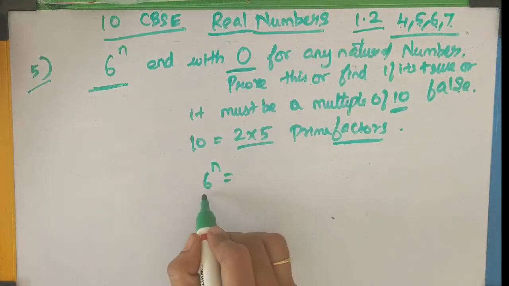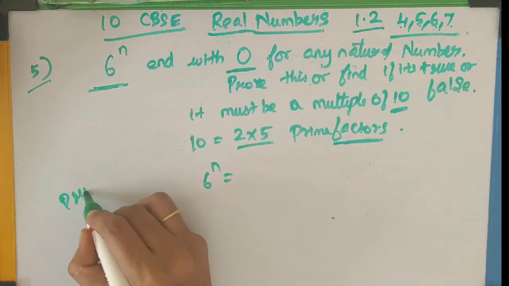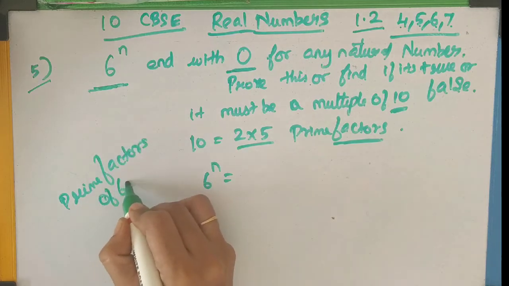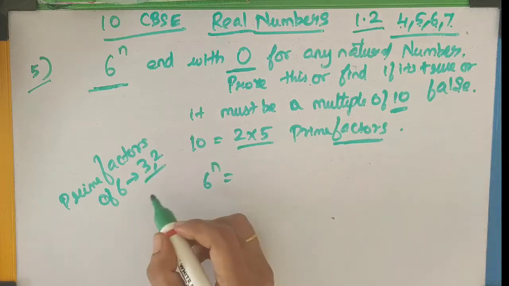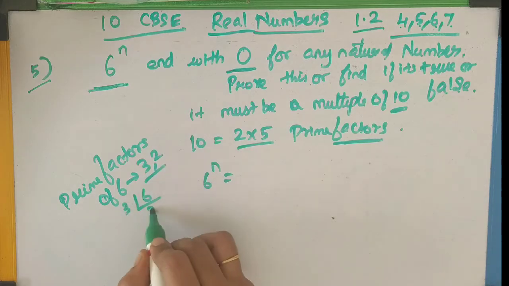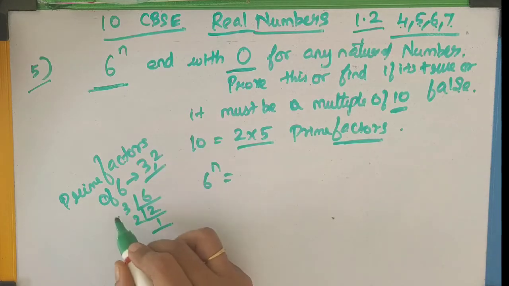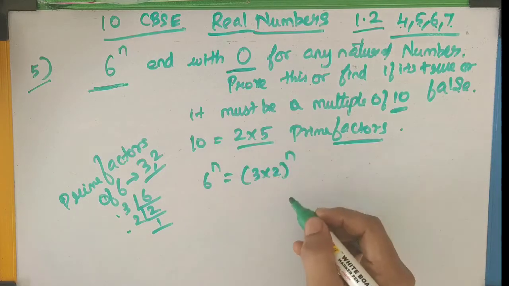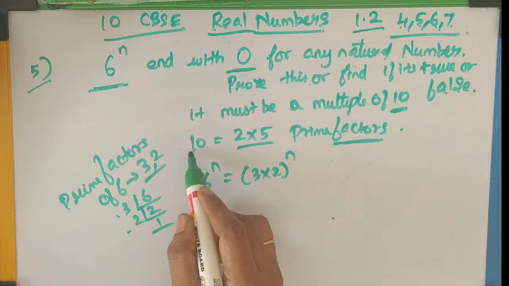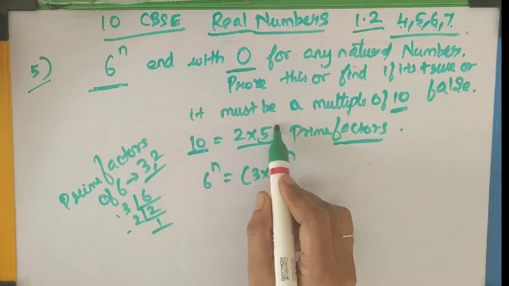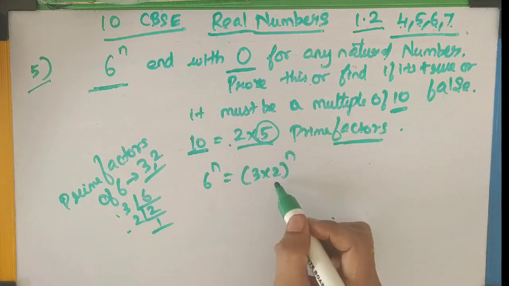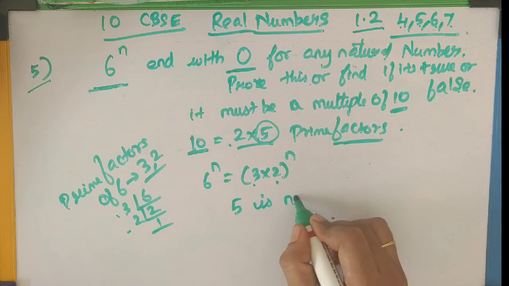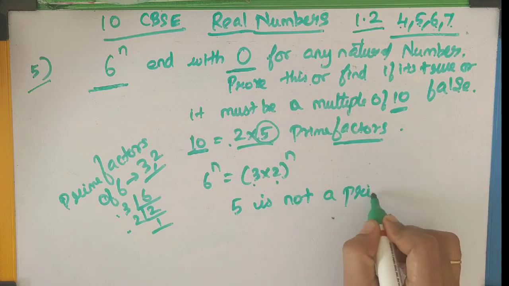Right? Here, what are the prime factors of 6? Here we have to find 6 power n, right? So, the prime factors of 6 are 2 and 3. So, 6 is equal to 2 into 3, and 6 power n is (2 into 3) power n. Here, the prime factors are 2 and 3. It's not 2 and 5. Though 2 is present, 5 is not present. So, it can't be a multiple of 10. When a number is not a multiple of 10, it can't end with 0.